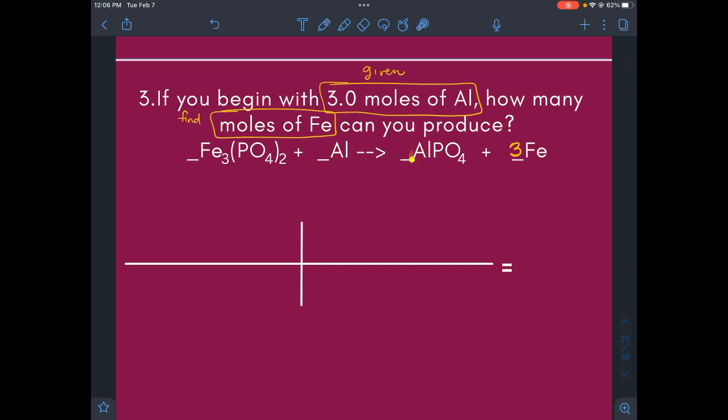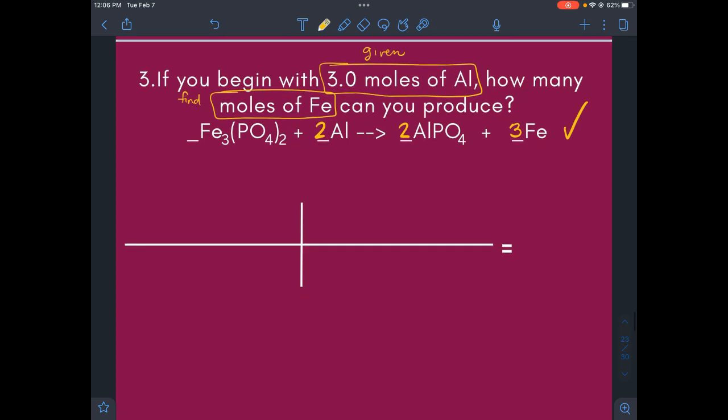I have 1 and 1, so I did my metals. Phosphate is PO4, and I have 2 of them on this side, but I only have 1 on the product side. So I'm going to need to put a 2 in front of AlPO4. And then, of course, I now have 2 aluminums, and I need 2 aluminums on the other side. So I have a balanced equation.